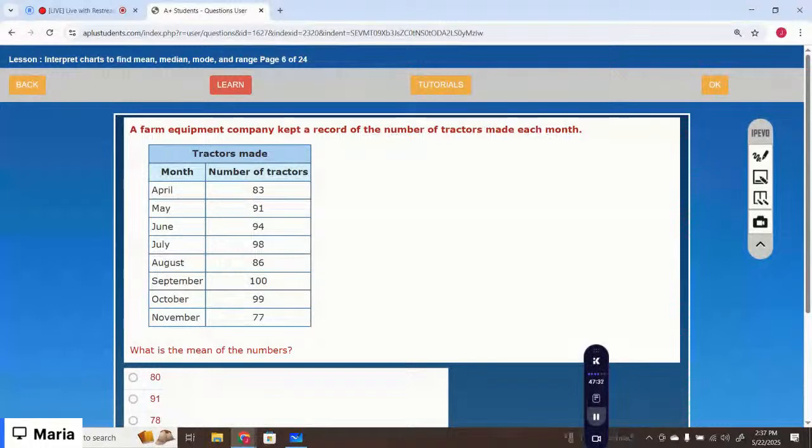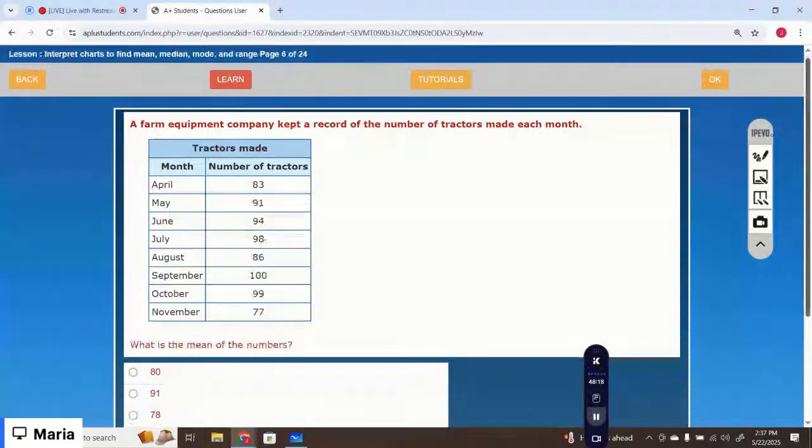A farm equipment company kept a record of the number of tractors made each month. What is the mean of the numbers? So just add them all: 93 plus 91 plus 94 plus 98 plus 86 plus 100 plus 99 plus 77. That is 8 numbers, 728 divided by 8 is 91. So the answer is 91.